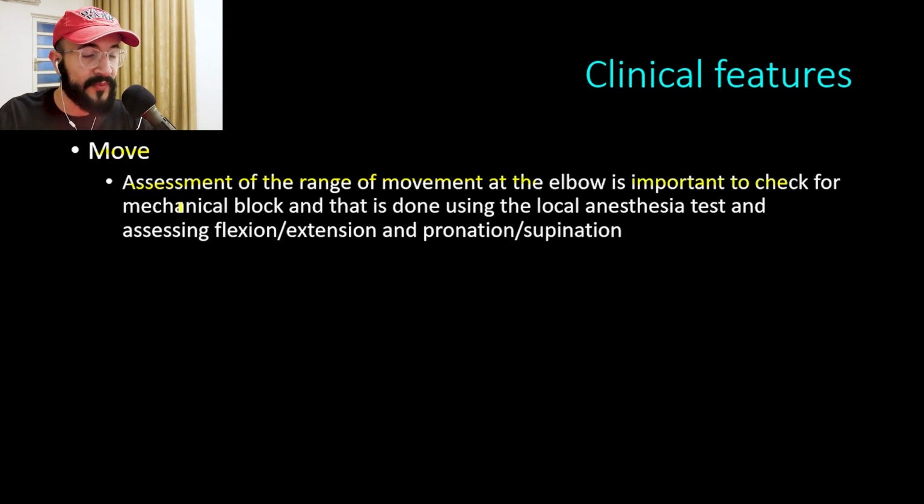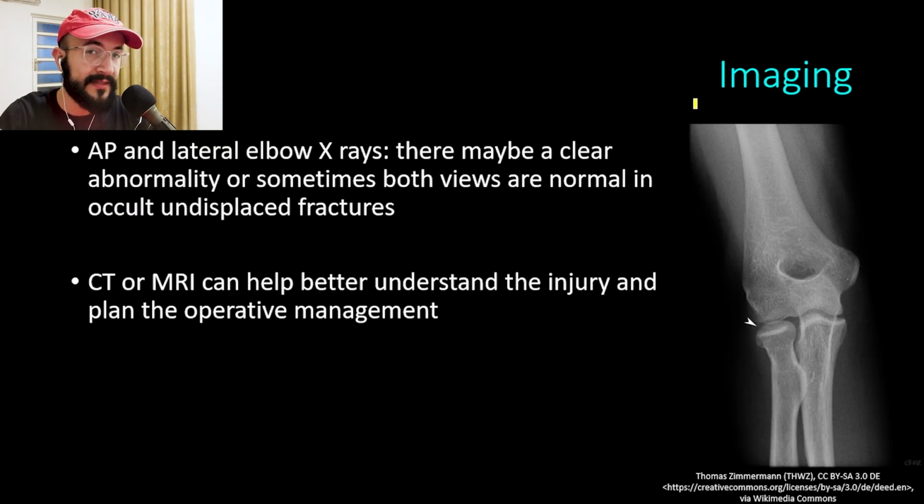Regarding moving, you assess the range of movement of the elbow, and it is important to check for mechanical block, and that is done using the local anesthesia test. Because the patient is in pain, most of the time they can't move their elbow, so that is why you use the local anesthesia test. You inject local anesthetic in the joint, and then you passively move the joint, assessing flexion, extension, and pronation, supination, looking for mechanical block.